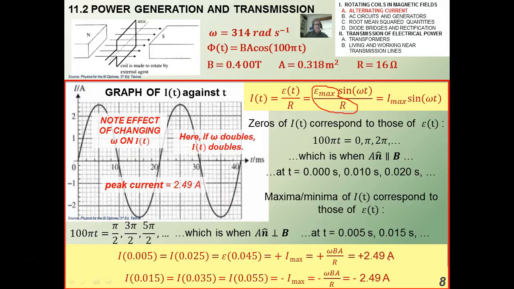So this one's pretty simple. Just remember that I of t is not mysterious. It's just your epsilon of t multiplied by a constant, and that constant is 1 over R. And that comes from Ohm's law. That is Ohm's law.